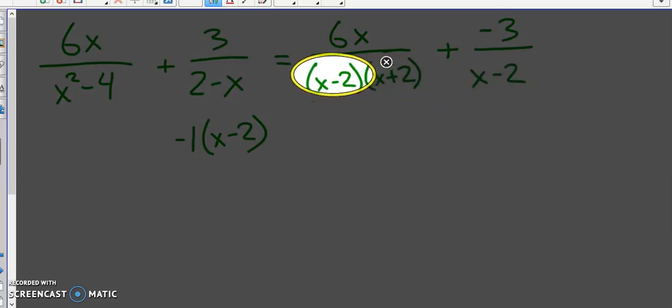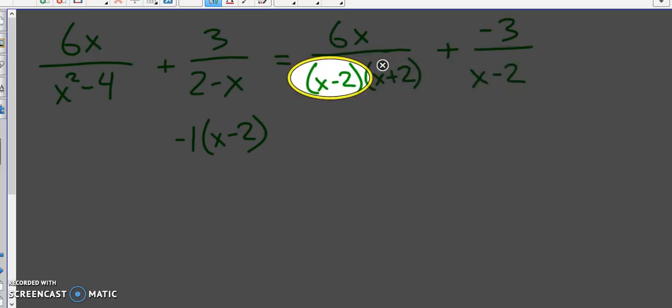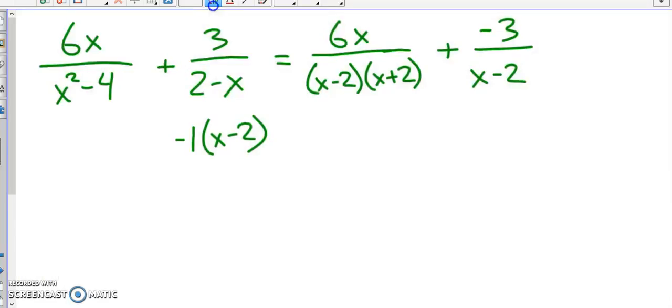Oh, I can move that. That's cool. So anyway, that matches up with that one right there. And so notice that since I've got a common factor between those two, all this second fraction really is missing is the x plus 2. So I can leave the first fraction alone, and then this one I'll multiply by x plus 2 on top and on bottom.